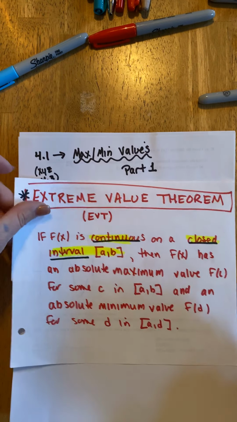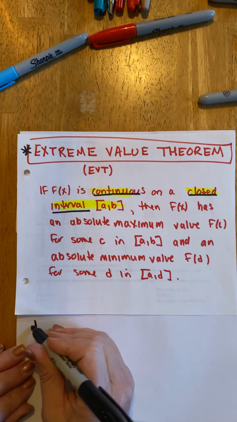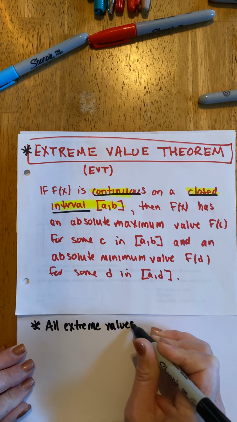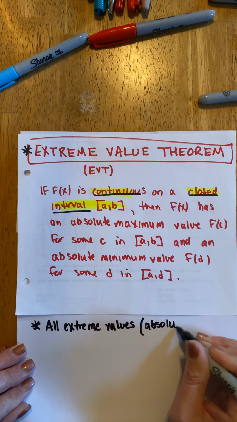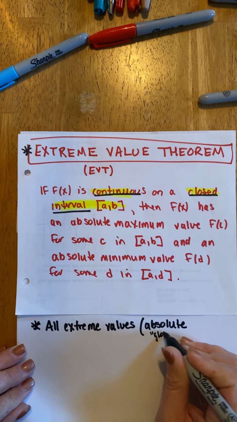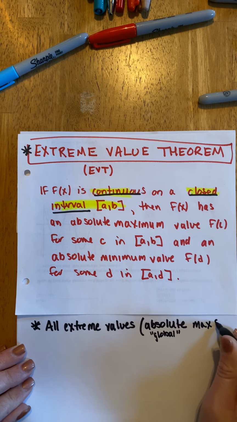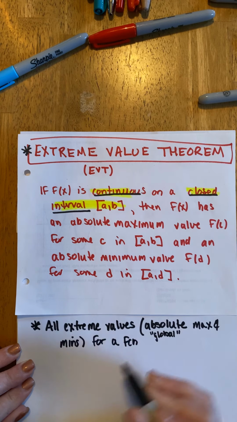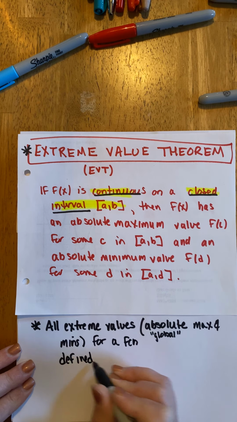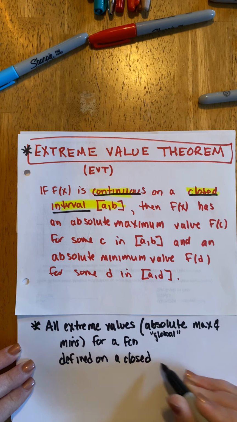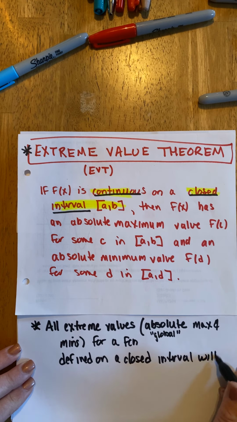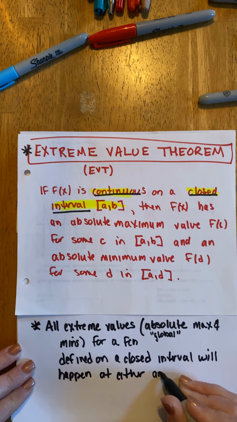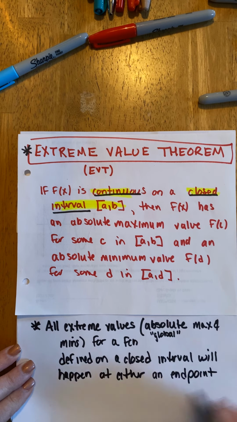So let's write this down. Extreme value theorem. And then we're going to write down: all extreme values, extreme values are your absolute, or otherwise known as global, max and mins, for a function defined on a closed interval, will happen at either an endpoint or a critical number.